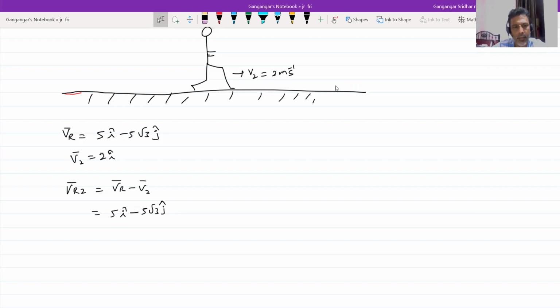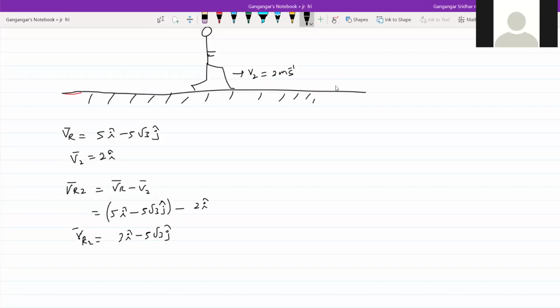So look at this, minus of this will be 2 i cap. Again the same, so this will be 3 i cap minus 5 root 3 j cap. This is the velocity of rain with respect to the man, VR2. So 3 i cap minus 5 root 3 j cap. Whatever the direction, it will be in the fourth quadrant.